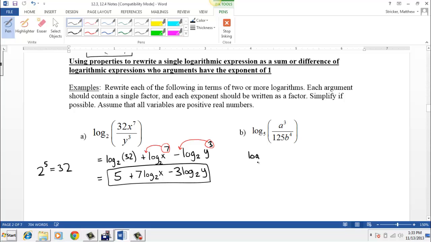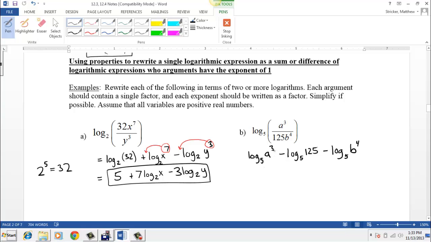The first one is going to be the log base 5 of a to the 3rd. That's in the numerator. And then we're going to have two negative logs. We're going to have log base 5 of 125 and another negative log base 5 of b to the 4th. Both of these logs are negative because both of their arguments, 125 and b to the 4th, are in the denominator of the original log.